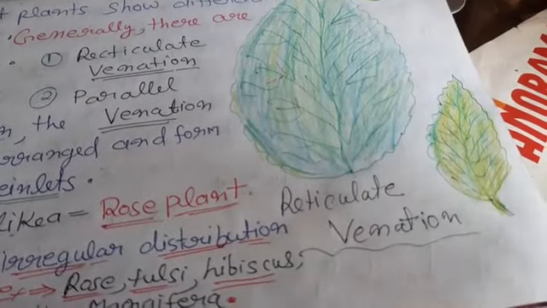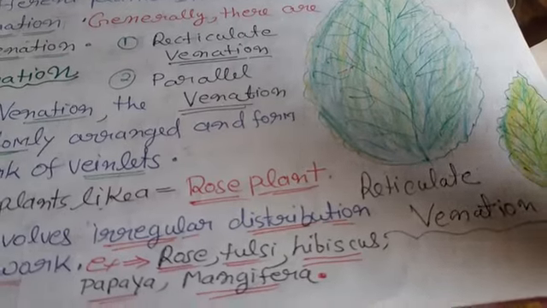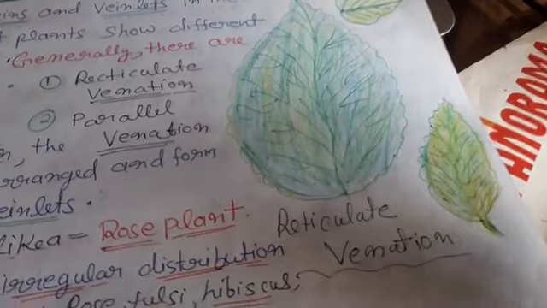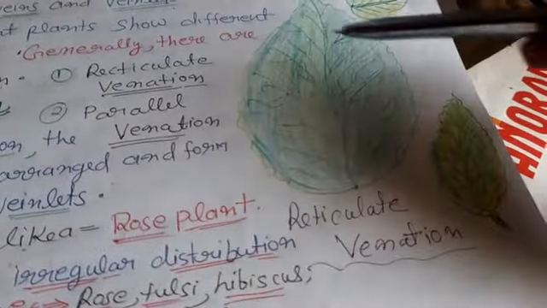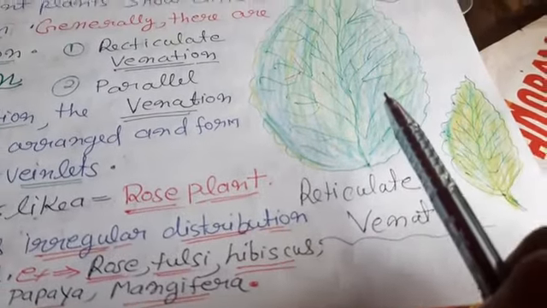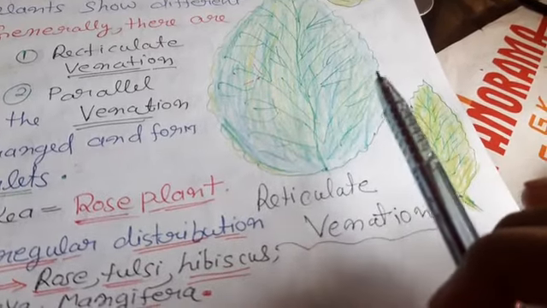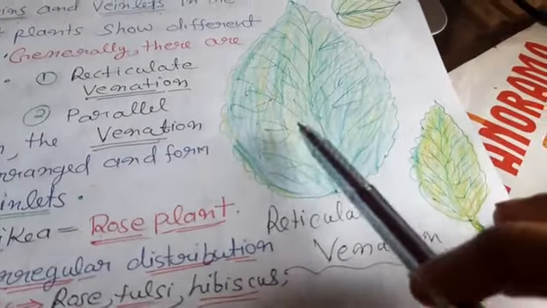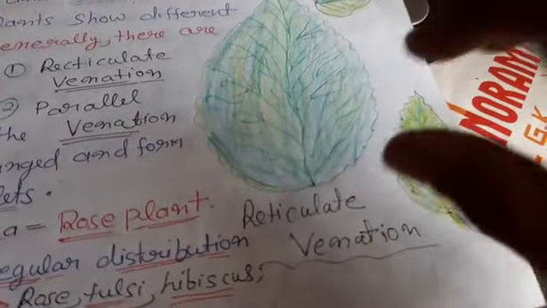Reticulate venation means irregular distribution or arrangement of veins on the surface of the leaf, randomly arranged. This is called reticulate venation. Examples of leaves with it are rose, hibiscus, mango, and papaya, which also has reticulate venation.